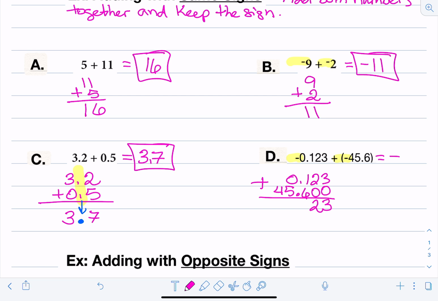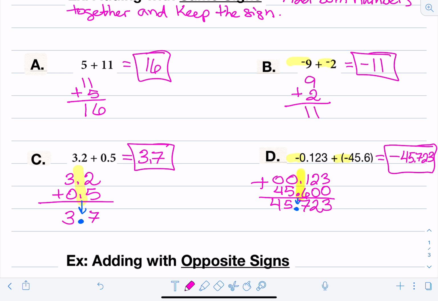Go ahead and add the two numbers together, and I get 3 plus 0 is 3, 2 plus 0 is 2, 6 plus 1 is 7. Remember, wherever your decimals are, not only do you line them up, but your decimal will drop down in the same place for the answer. Then 0 plus 5 is 5, and 4 plus nothing, you can put a 0 there if you want, is just 4. We already know our answer is going to be negative because both decimals are negative and we keep the sign. That's going to be negative 45.723. And that's our answer.